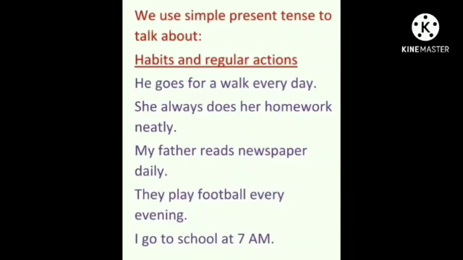Example, he goes for a walk every day. She always does her homework neatly. My father reads newspaper daily. They play football every evening. I go to school at 7 a.m. All the above mentioned sentences show that all these actions are happening regularly, isn't it? Or all these are habitual actions. That means it happens sometimes every day, sometimes every hour, every week, like that.